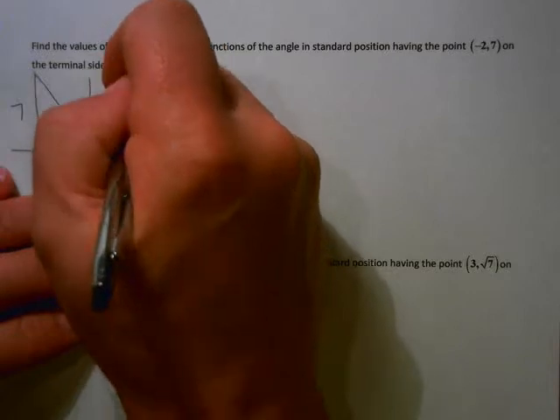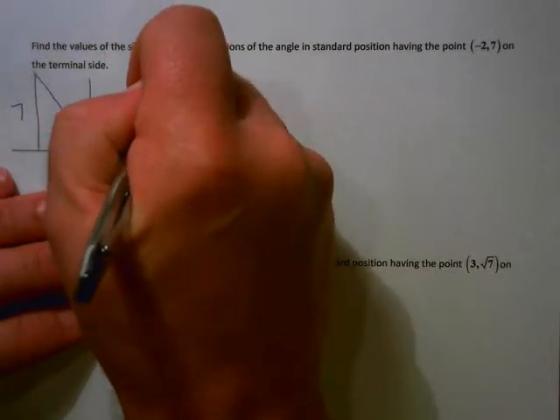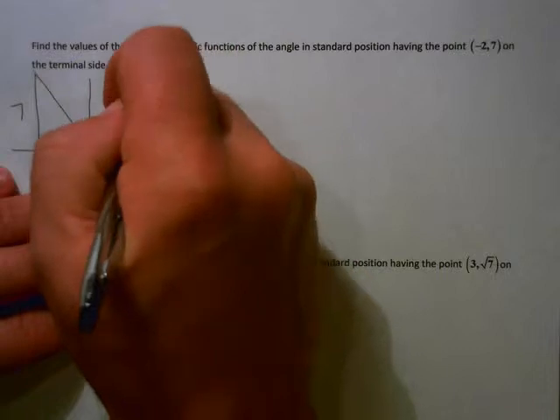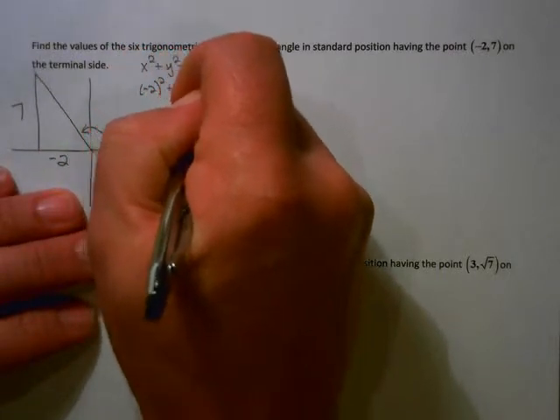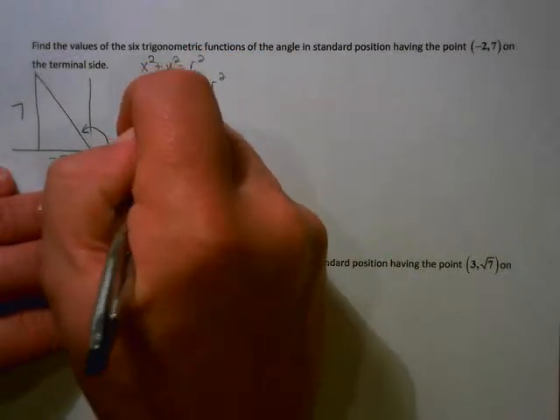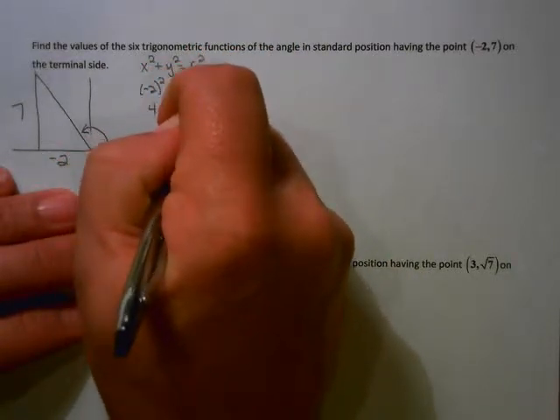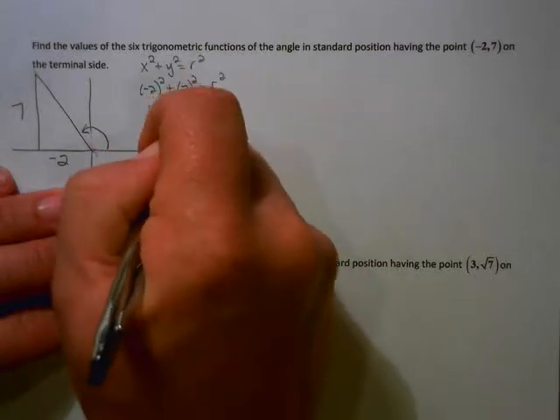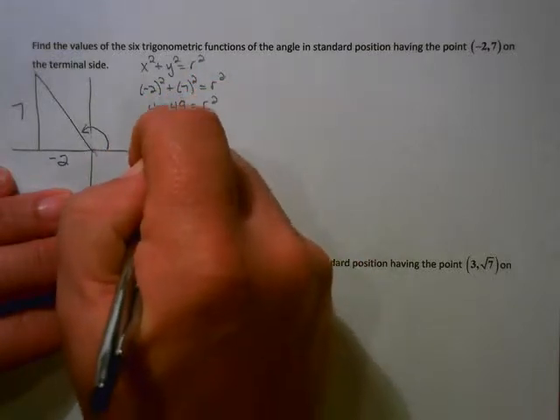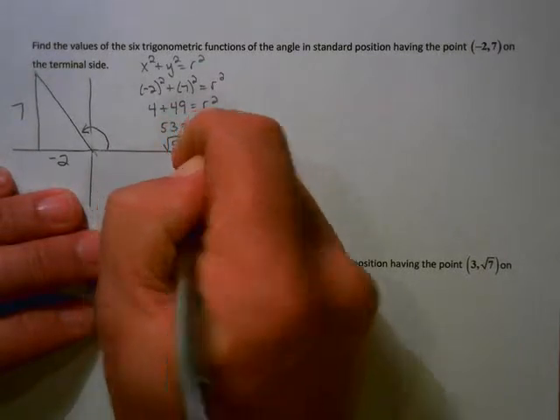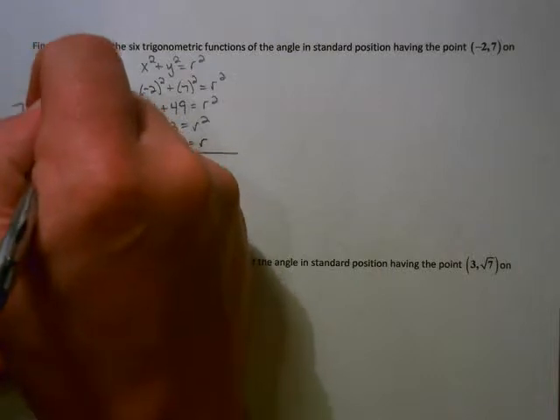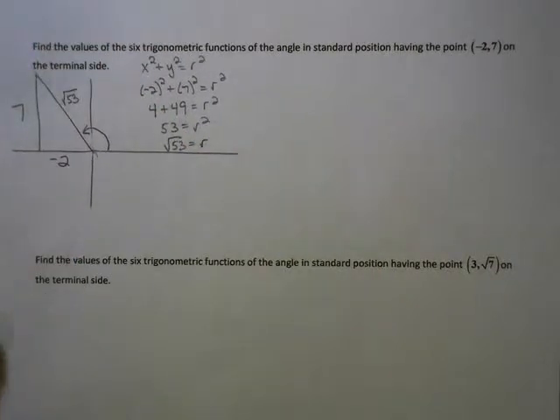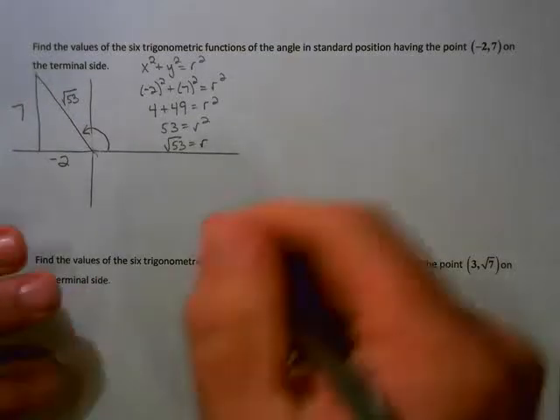So it's going to be x squared plus y squared equals r squared. Negative 2 squared plus 7 squared equals r squared. Positive 4 plus 49 equals r squared. 53 equals r squared. So we get the square root of 53 is equal to r. So this hypotenuse is the square root of 53. Now the square root of 53 is not a nice decimal, so we're going to leave it in there. We're going to find those exact values.